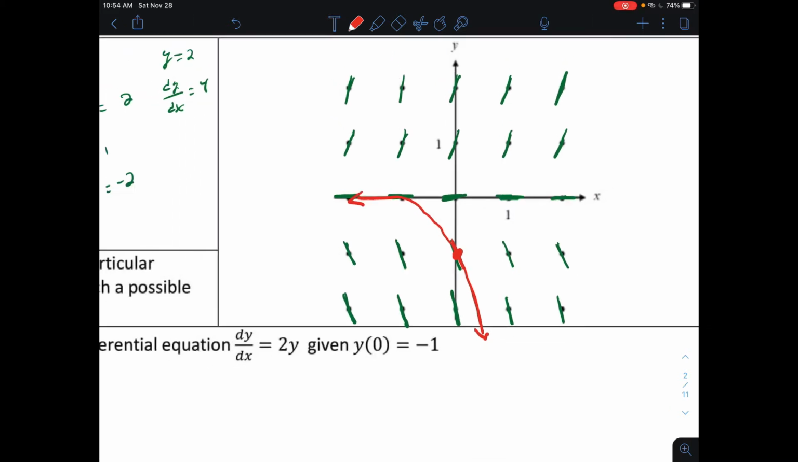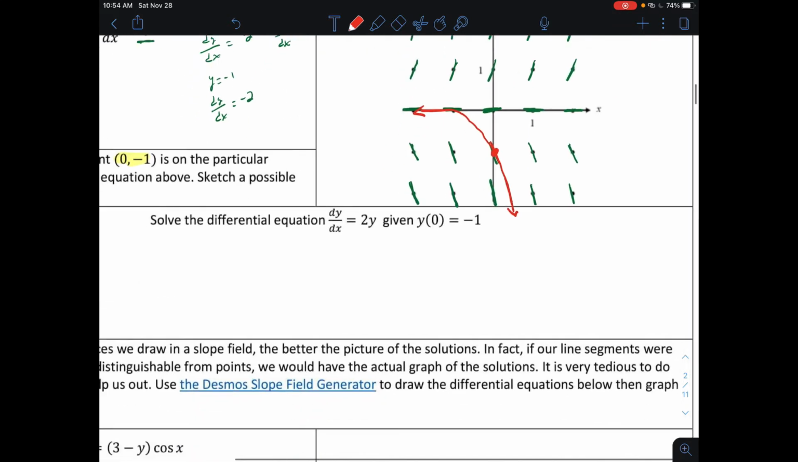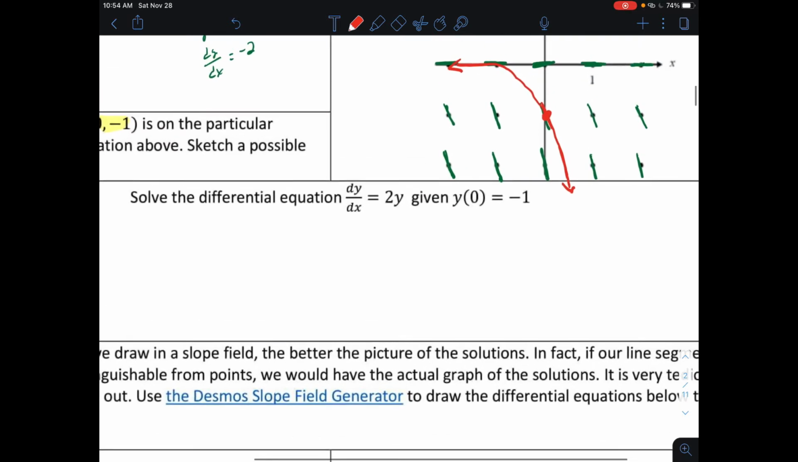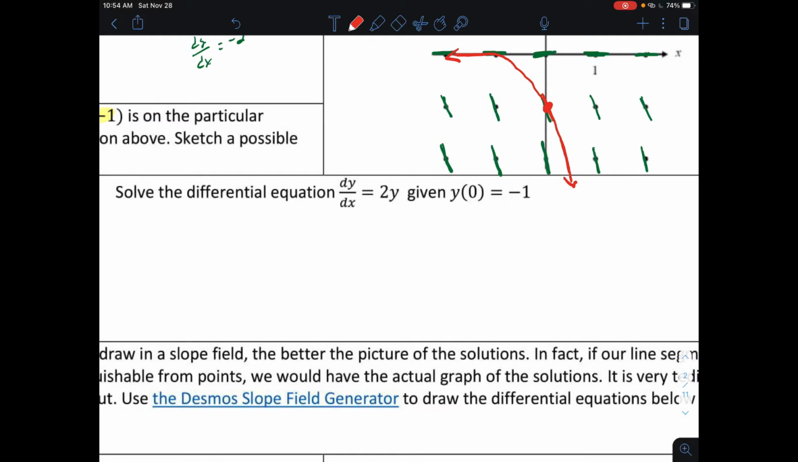And so we have an expression that we say, all right, maybe that's what the particular solution would look like. Now, the way we would actually find the particular solution is to solve the differential equation by using the technique that we did in a previous video, which is separation of variables. So if I separated my variables, I would have dy divided by y is equal to 2 dx. We would integrate both sides.